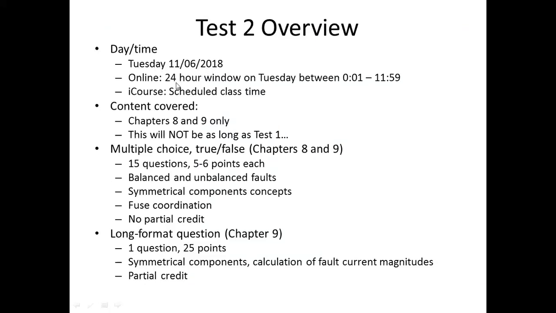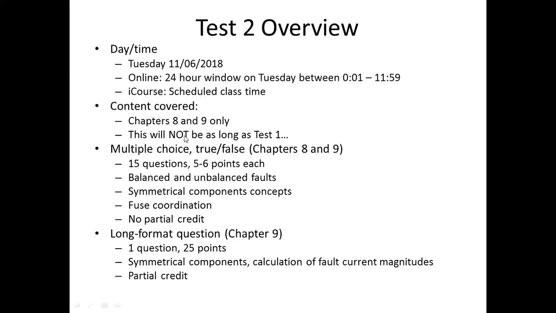Online students will have a 24-hour window on Tuesday, essentially starting 1 minute past midnight all the way to 1 minute to midnight on Tuesday. For students in the I-course section, we'll meet at the scheduled class time. The time for the test will be 1 hour and 15 minutes, which is the scheduled duration of the class. Content covered is only chapters 8 and 9.